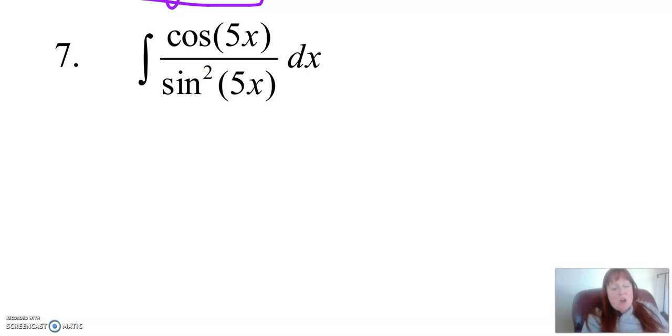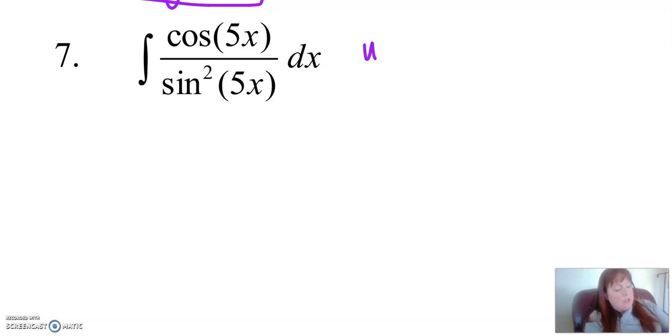And if you pick cosine, you would end up with 1 over sine cubed because remember when we do U-substitution, a lot of times the derivative ends up in the denominator. So that's a problem. So that's when I thought, you know what? Let's do the other route and let's do sine. We're going to substitute in sine, and then we can get cosine of 5x eliminated.